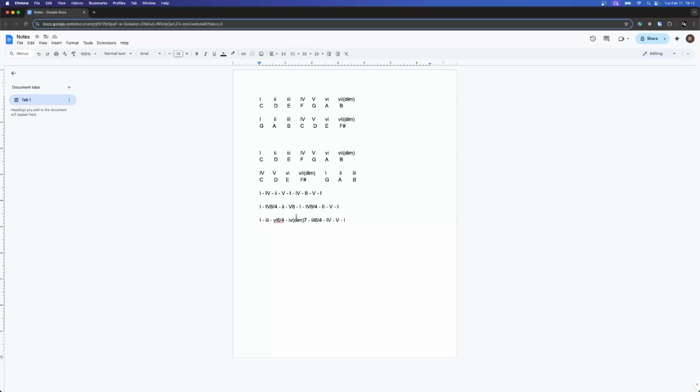Don't worry if you don't know what the 6, 4, 6 and the 7 mean. This is just an F sharp diminished chord here, and then this is a B minor chord. That's essentially all you need to know. These two chords are not in C major, but it should still sound good when we listen to it. So let's go ahead and listen to what this sounds like.